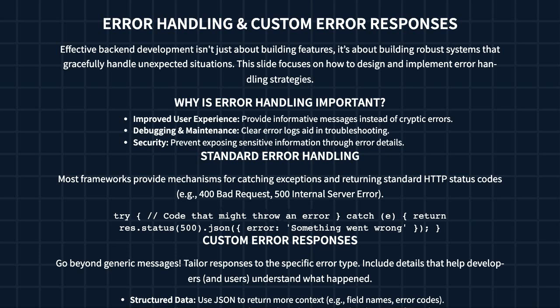request. But you can do more than just send a generic "something went wrong" message. You can create custom error responses, which means providing structured data in JSON format to give developers even more context, and crafting user-friendly messages that explain what happened without technical jargon. And don't forget, always log detailed error information on your server for easier troubleshooting.